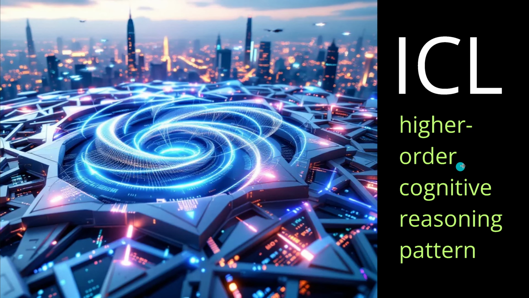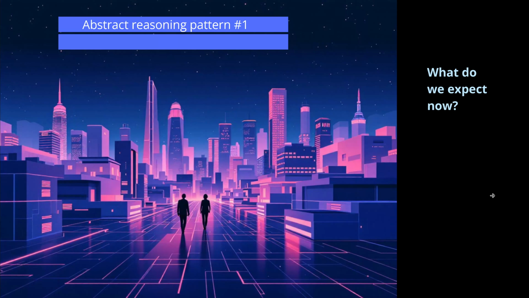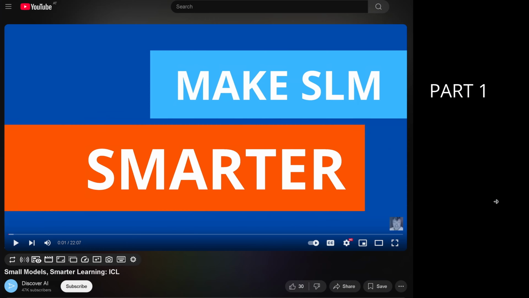Hello community. Let's talk about how we can optimize our smaller language model with a high order cognitive reasoning pattern. Currently, when we do in-context learning, we feed multiple, maybe up to 100 single examples into the prompt engineering, and then we expect that the machine is able to deduct a general pattern. However, what do you think about if we change our approach and we feed into our ICL prompt engineering task an abstract reasoning pattern and let the machine learn on this, what we expect now.